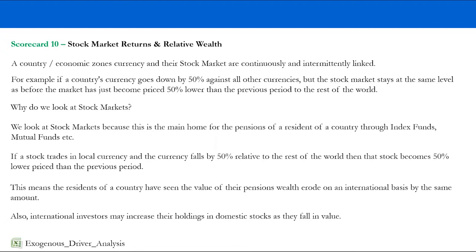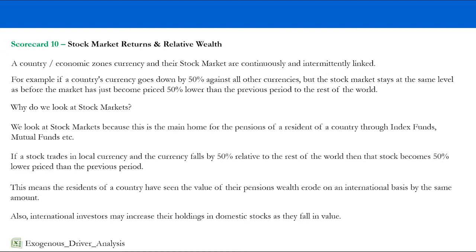So why do we even look at stock markets in the first place? Why are stock markets important to our analysis? Well, we look at stock markets because this is the main home for the pensions of a resident of a country through index funds, mutual funds, and personal investments. So the stock market is basically the barometer of wealth or pension wealth in a particular country.